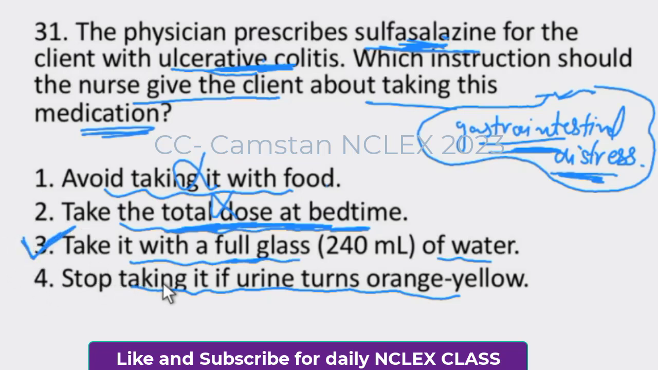Fourth one is stop taking it if urine turns orange yellow. I already told you that it is a side effect of using sulfasalazine that the color of the urine and the color of the skin turns orange yellow. The nurse should tell this to the patient, but there is no need to stop the medication. So that's why fourth option is wrong. So the best possible answer is third one, that is take it with a full glass, that is 240 ml of water, right?